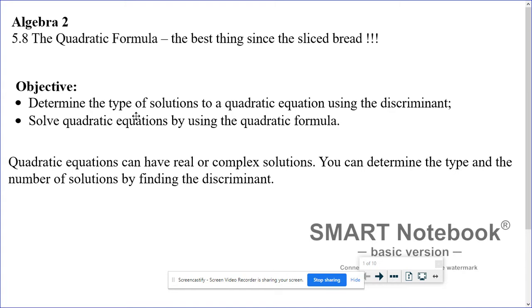Two parts to the objective, because there's essentially two parts to the formula. There's a part of the formula called the discriminant, and it allows you to determine the number and type of solutions you're going to have before you even get the solutions. And then there's the rest of the formula. So we're going to look at the discriminant first and then the rest of it.